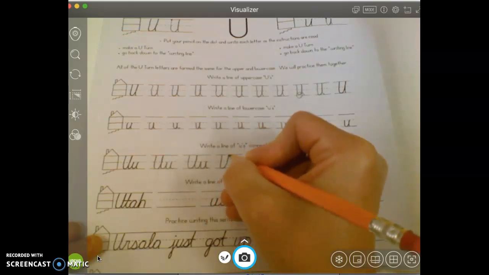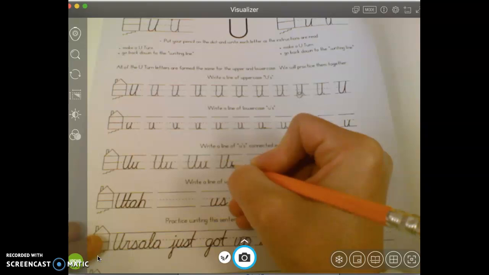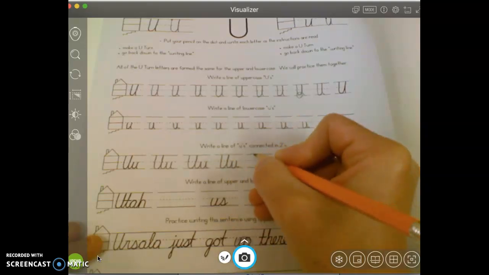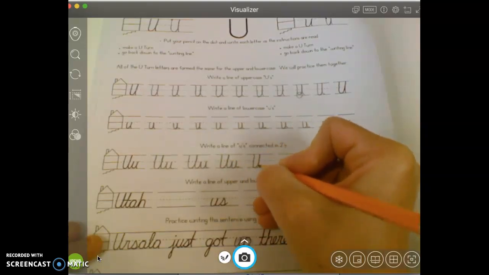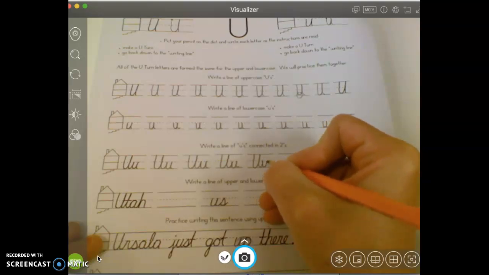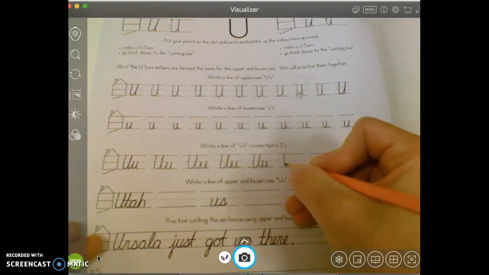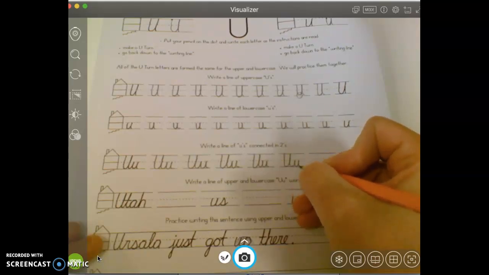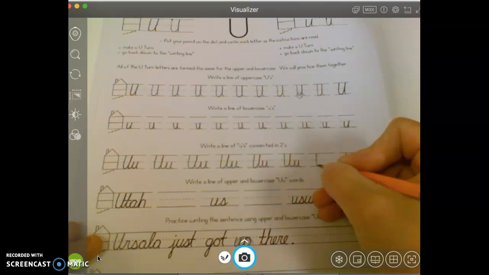All the way up, retrace back down, broken middle line. All the way up, retrace back down, broken middle line. All the way up, retrace back down, and to the broken middle line.